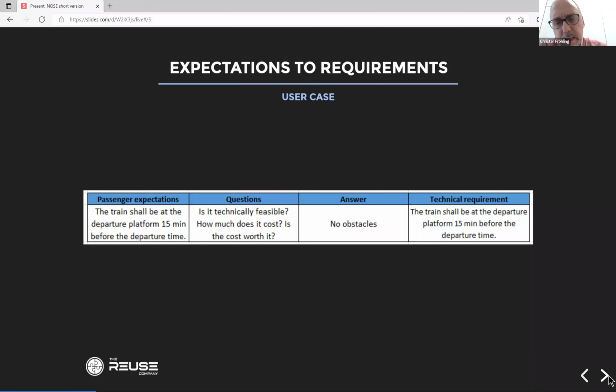From a system engineering perspective, we always say that we first define the problem, then we try to define the solution for the problem. And that's a very iterative process. And to be able to build a complex system like a train, we need to have technical requirements. And one technical requirement supplying a solution for the passenger expectation in this case could be that the train shall be at the departure platform 15 minutes before the departure time. That sounds quite reasonable.